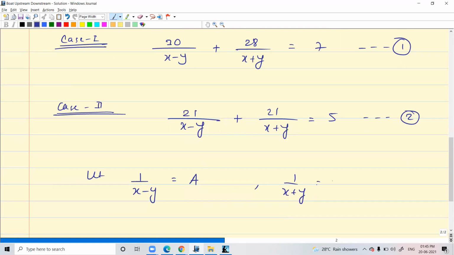And 1 by x plus y is equal to B. So let's rewrite equations 1 and 2. 30 by x minus 1 means I can write it as 30 into 1 by x minus 1, so it becomes 30 times A. And this becomes 28 times B. So the first equation will become 30A plus 28B is equal to 7.